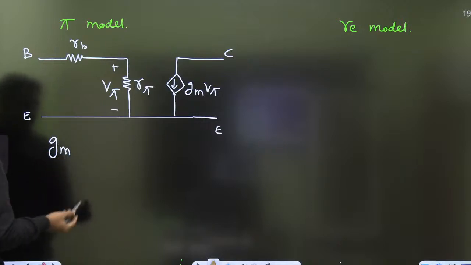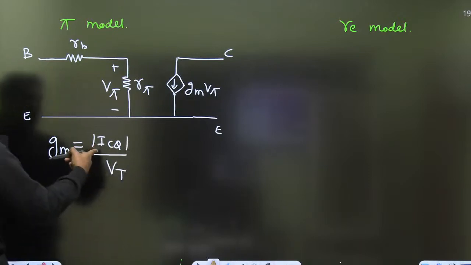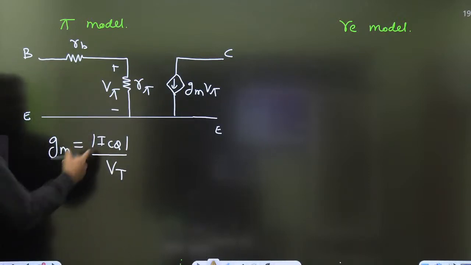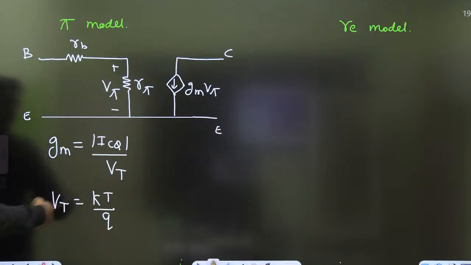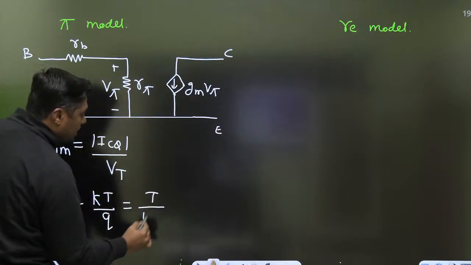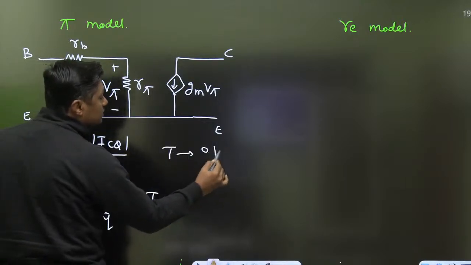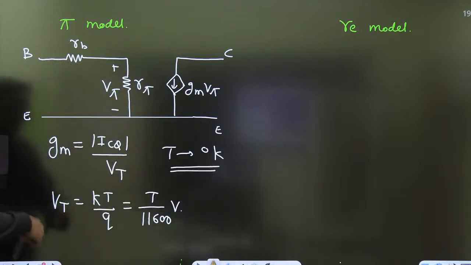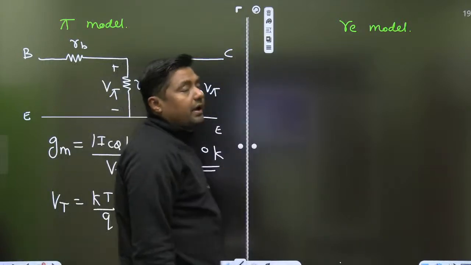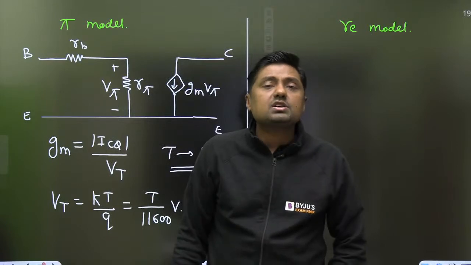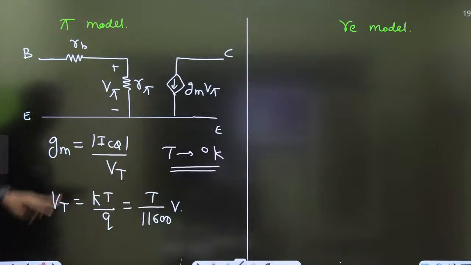Now in every question we have to find the gm. Sometimes that gm is given, or if it is not given, we have to find it from ICQ upon VT. ICQ means DC biasing current, and VT is the volt equivalent of temperature, that is kT by q. In a particular numerical they will give you the value, otherwise you can find it from T by 11,600 volt, where T is temperature in degrees Kelvin. Or remember this value of VT: 25 millivolt at 25 degrees centigrade and 26 millivolt at 27 degrees centigrade. That is the standard value for volt equivalent of temperature.